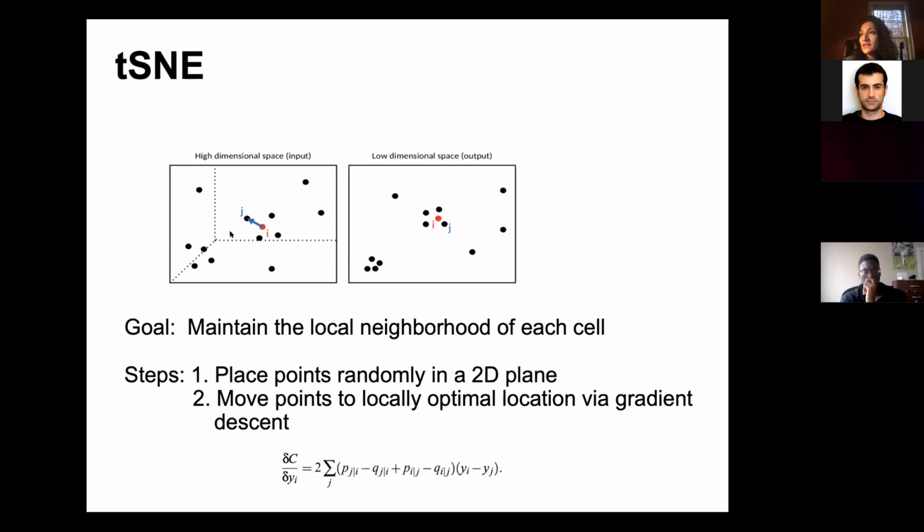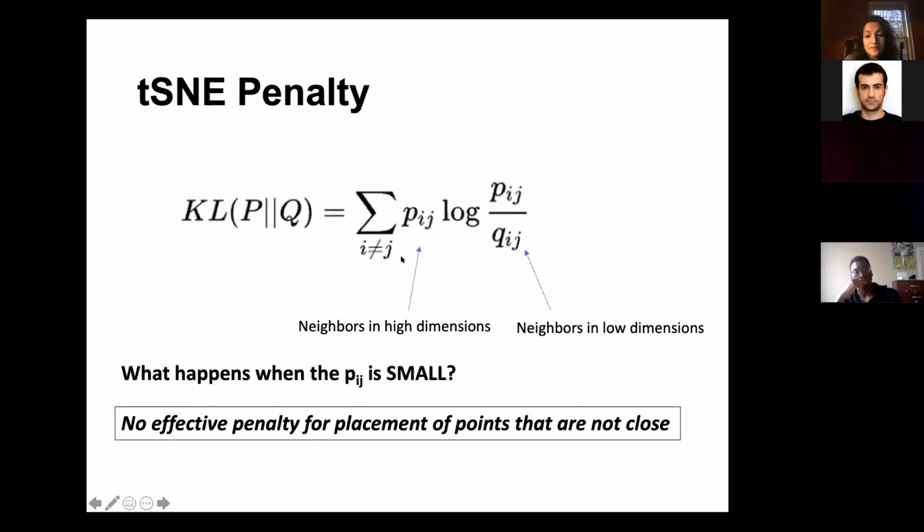So at the very least, I would be very cognizant of what they're preserving. One thing that t-SNE is not preserving is global distances. It doesn't really care how far this cluster is from this cluster, because it's not trying to preserve that. There's no penalty for doing anything globally. Why isn't there? This is actually how the t-SNE penalty looks.